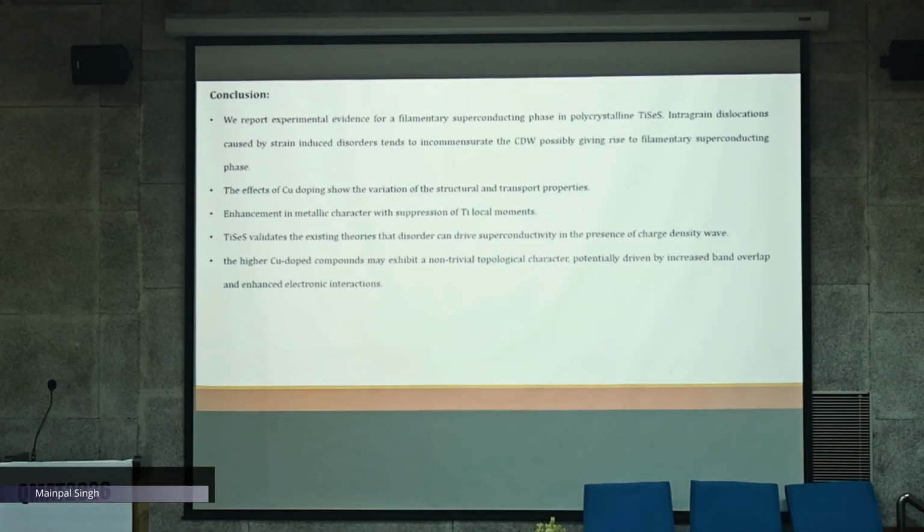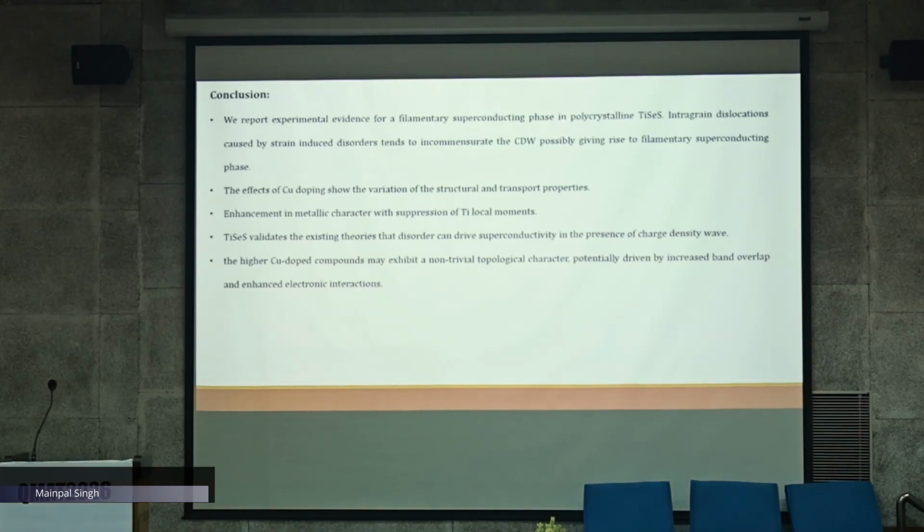So these are the conclusions of my work. We report experimental evidence for a filamentary superconducting phase in polycrystalline TiSe2, which possibly originated from intragrain dislocations caused by strain-induced disorder during the synthesis process. Basically, they make the CDW phase incommensurate, possibly giving rise to a filamentary superconducting state which is metastable in nature and stabilized by disorder itself.